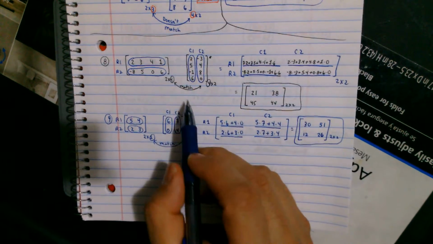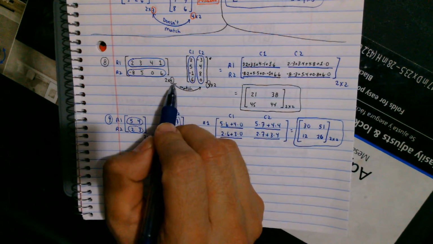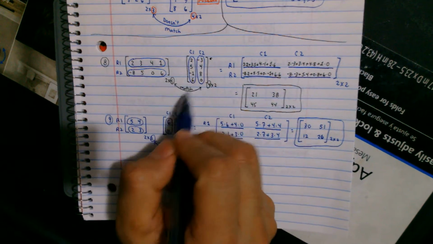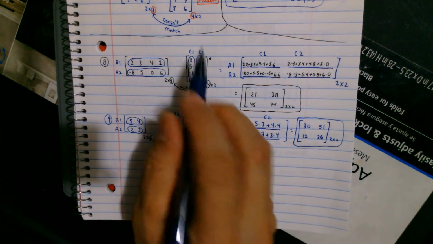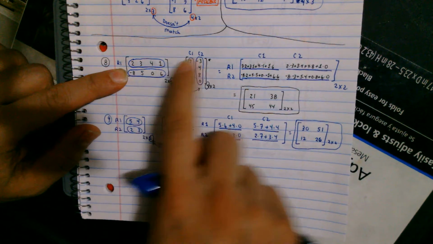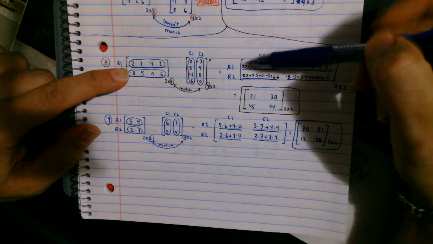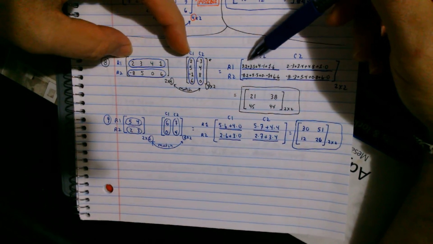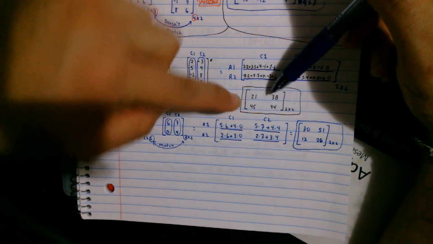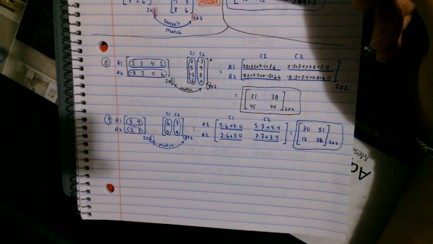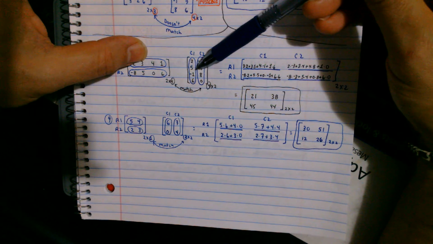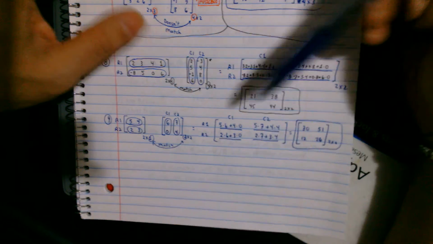Okay? Number 8, 2 by 4, 4 by 2. Sorry, 4 by 2. These 4 times these 4. So 2 times 2, 3 times 5, 4 times negative 1, and 1 times 6. You add them up, you get 21. So let me do this a little quicker here. 4 plus 15 is 19, minus 4 is 15, plus 6 is 21.